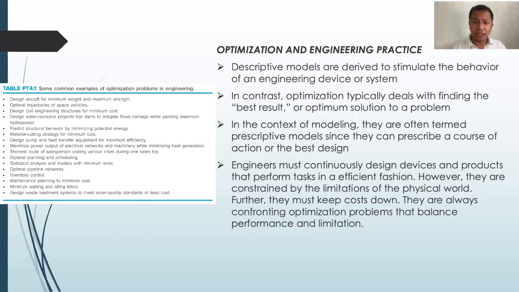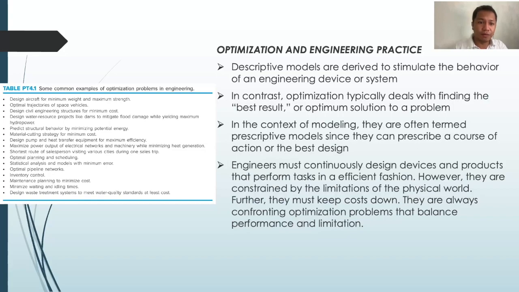And engineers must continuously design devices or products that perform tasks in an efficient fashion. However, there are constraints or limitations imposed by the physical world. Furthermore, they must cut down the costs. So they are always confronting optimization problems that balance performance and limitation. So these are the common problems in optimization in the field of engineering.